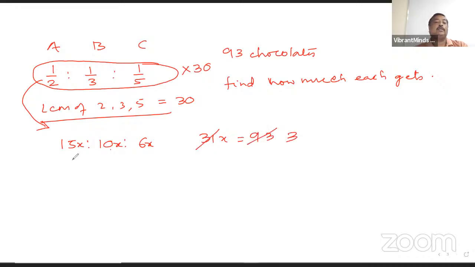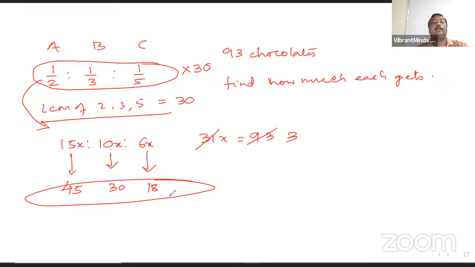X is equal to 3. So how much will he get? He will get 45 chocolates. He will get 30 chocolates. And he will get 18 chocolates. Is it clear? Is it clear, guys?